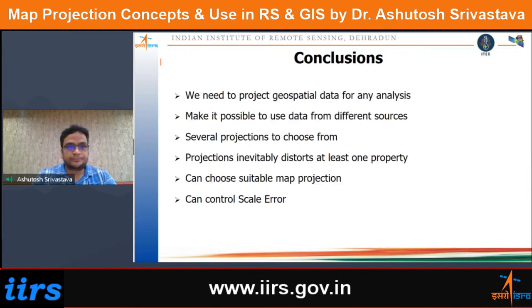We need to project the geospatial data for area analysis, for the different types of GIS analysis we are doing, and in that we are using various kinds of geospatial data. Projection makes it possible to use data from different sources. The data will come from different sources. As I gave an example in the beginning, road department data will come from the municipality, population information will come, density area will come. So different data will come from different sources.